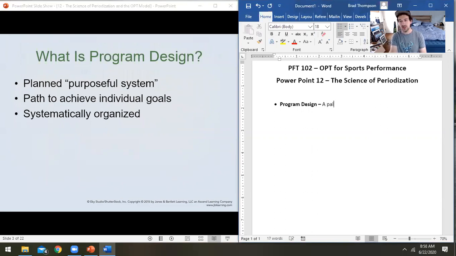So when we talk about program design in general, it is going to be referred to as a planned, purposeful system. It's so funny, they put this in bullet points, and this is literally the definition. It's a sentence. I don't know why they did this. It's a planned, purposeful system used to achieve, and I guess it's not perfectly what it's saying here, but achieve an individual's goals, right? So it's a planned, purposeful system used to achieve whatever goals somebody is aiming for, right?